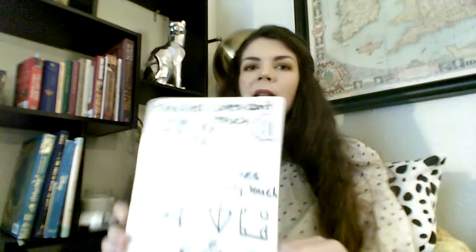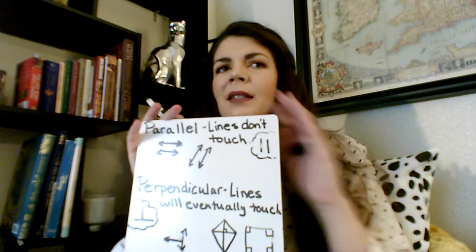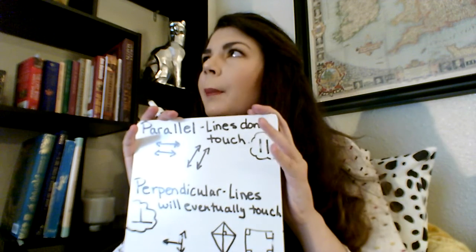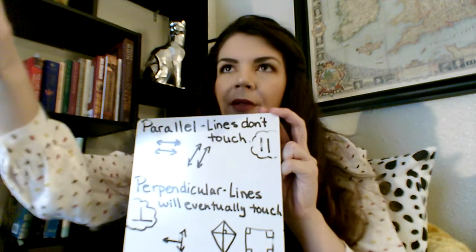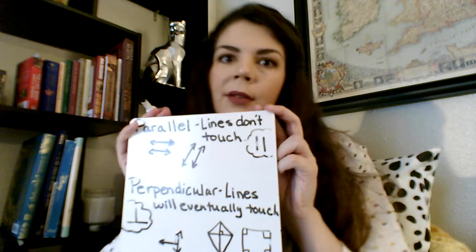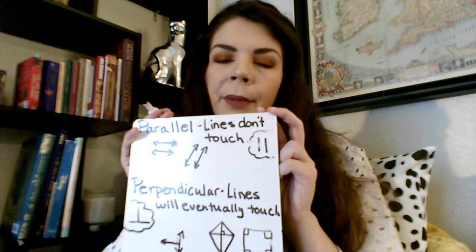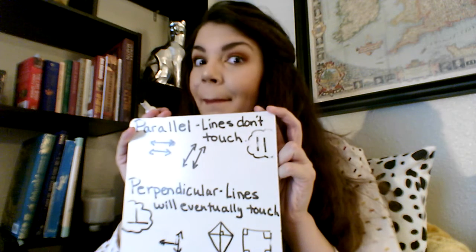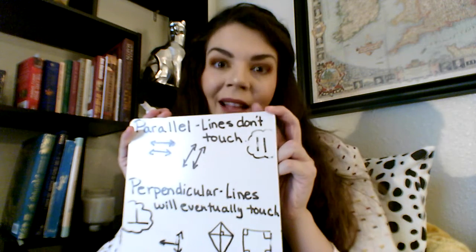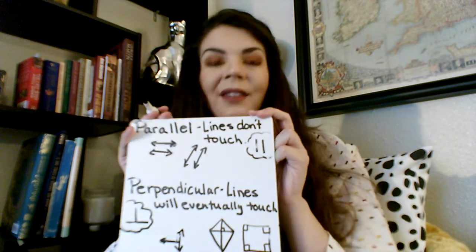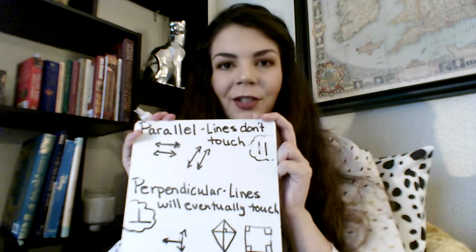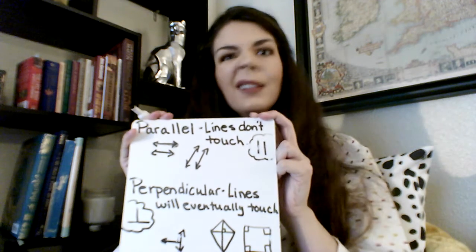Now, what about one wall on your side of the house to the opposite wall on the other side of the house? Are those parallel or perpendicular? Those are parallel. I don't ever plan on those walls touching. They're never going to touch. So it all is just compared to lines.